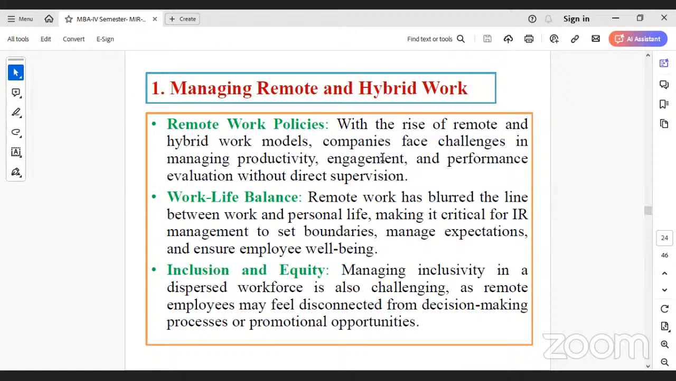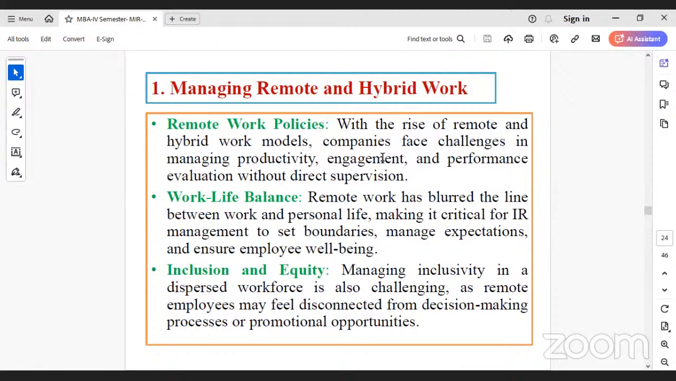So managing inclusively in a dispersed workforce is also challenging, as remote employees may feel disconnected from decision-making processes or promotional opportunities. Generally, companies face a lot of problems with this. The workforce, meaning workers or laborers, is dispersed, so it is also challenging. The remote employees may feel disconnected from decision-making process and promotional opportunity.